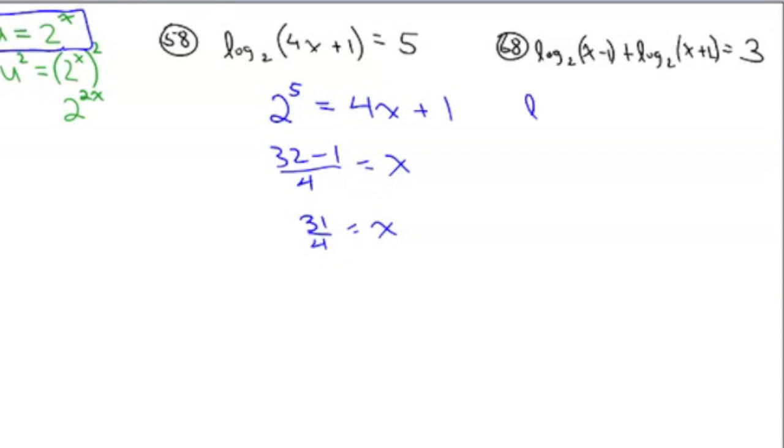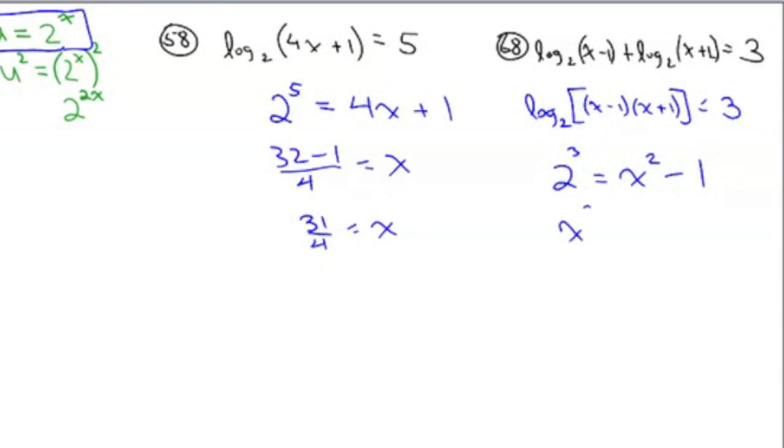So this is log base 2 of x squared minus 1, and it's equal to 3. So this becomes 2 to the third in exponential form. X minus 1 times x plus 1 is x squared minus 1. They're conjugates, the difference of squares. It equals 8. Add on 1, you get 9. So x squared is equal to 9, so x is equal to plus or minus 3.